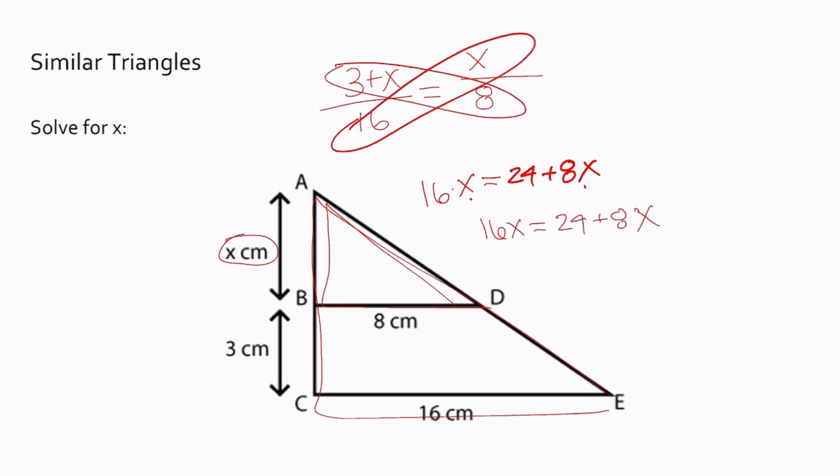I want all of my x's to be on one side and all of my numbers to be on the other side. So what I'm going to do here, since I'm adding 8x over here, I'm going to subtract 8x. And if I do it on one side, I have to also do it on the other side. So now I have 8x equals 24. And I can divide both sides by 8, and I get that x equals 3.